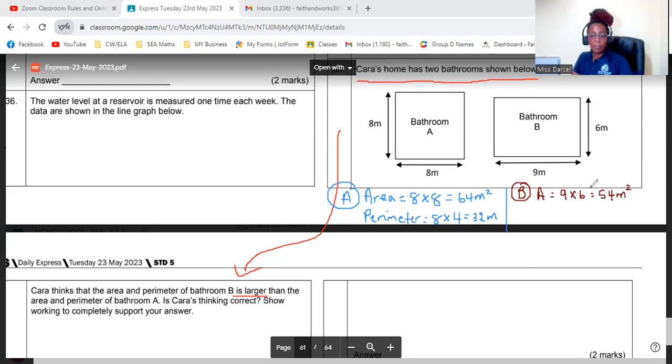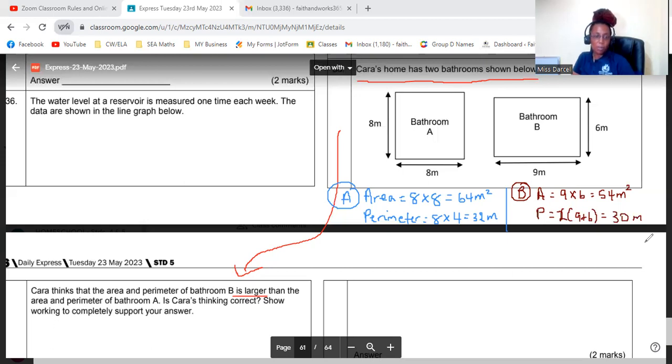meters squared. The perimeter would be length plus breadth, so multiply by 2. So let's say 2, we'll put that in brackets. 9 plus 6. 9 plus 6 is 15, so 15 multiplied by 2 is 30 meters.